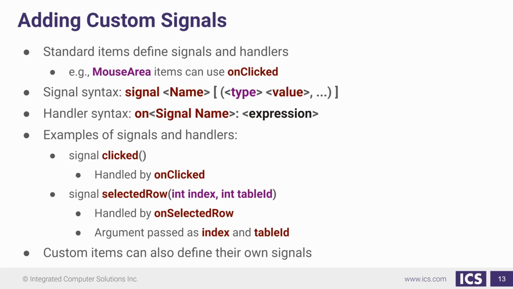Now, it's important to note that our custom signals may not begin with a capital letter. And this is because when we make a signal, there's going to be an automatically generated handler that is going to use the format on, then the signal name beginning with a capital letter. So if we look at our example clicked again here, we see we have onClicked as its handler. For our signal below that, selectedRow, we have two variables coming into it. So in our handler onSelectedRow, we're going to have two arguments passed into that, and they will be accessible using index and tableId as their variable names.